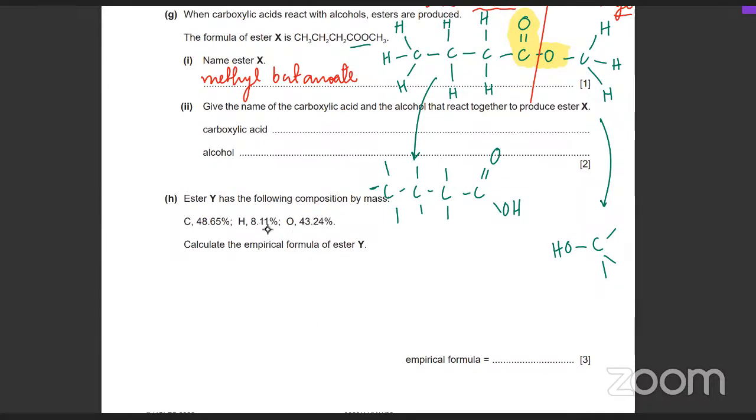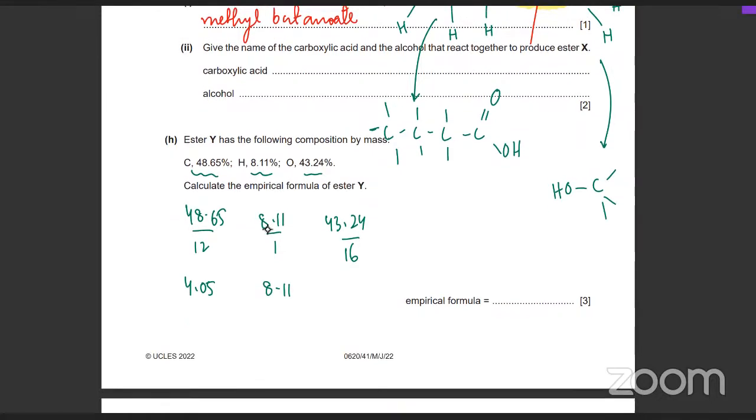Now calculate its empirical formula. The organic part is finished. How do you calculate empirical formula? Find the moles by dividing by the atomic masses, which is 12. For 8.11, hydrogen is 1. For 43.24, oxygen is 16. What do we get? Find what comes out. The first one is 4.05. That's 8.11. What is the last one? 2.70. So divide everything by 2.70. What do you get?